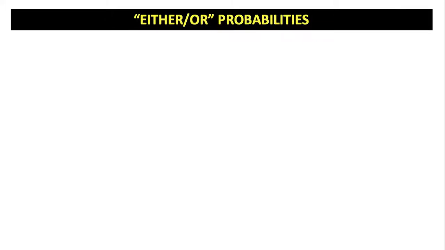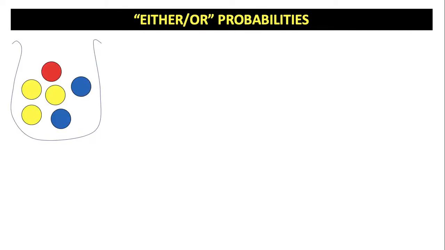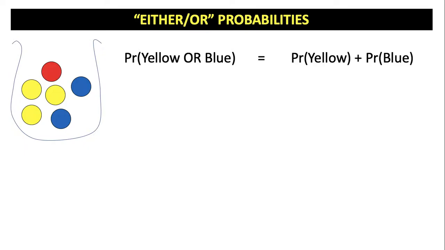Okay, so here's a recap on some basic probability concepts. First of all, either-or probabilities. So I'm thinking about a bag with 3 yellows, 2 blues, and 1 red in it, whatever they are, balls, for example. Probability of getting a yellow or a blue is the probability of getting a yellow plus the probability of a blue. So generally for all probabilities, you add them.